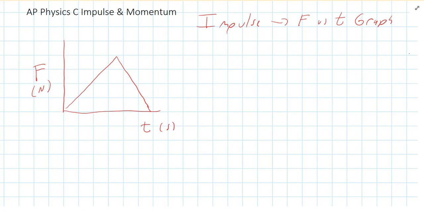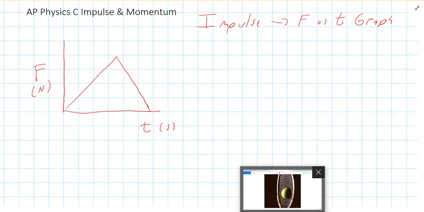Hey folks, got a quick example involving impulse and a graph. So we have a graph of force versus time. For instance, this might be a first approximation for the force of you hitting a tennis ball.